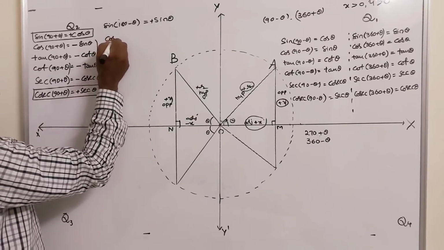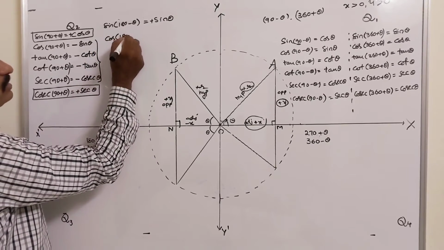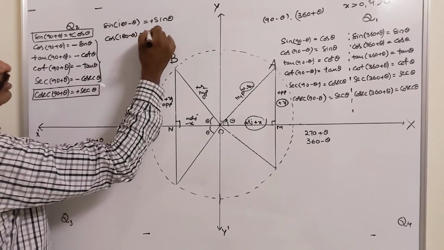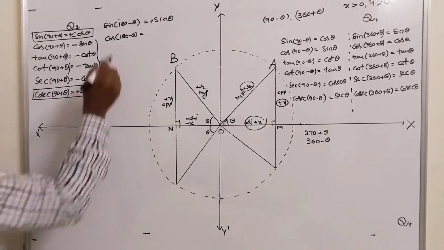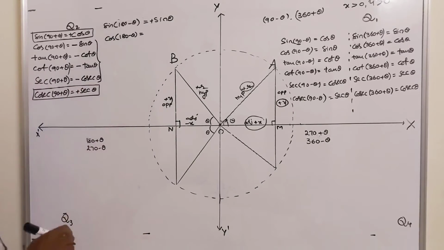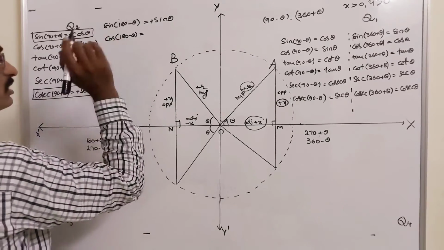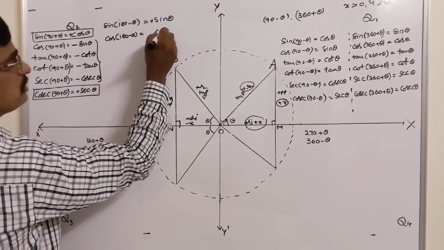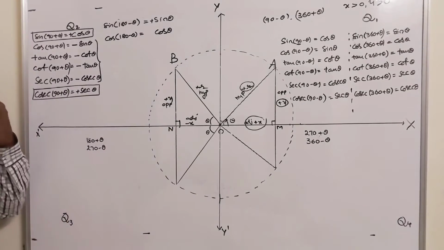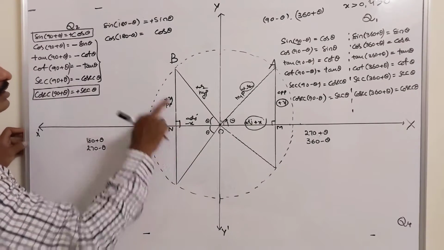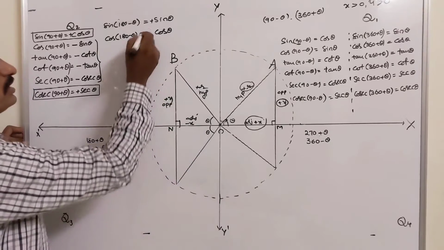Next, cos of 180 minus theta is equal to... 180 means here two right angles. Two right angles means cos never changes. Cos becomes cos only. That is cos theta. But cos theta is adjacent by hypotenuse, minus by plus. That is minus.